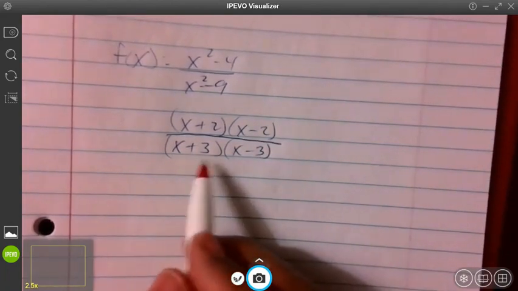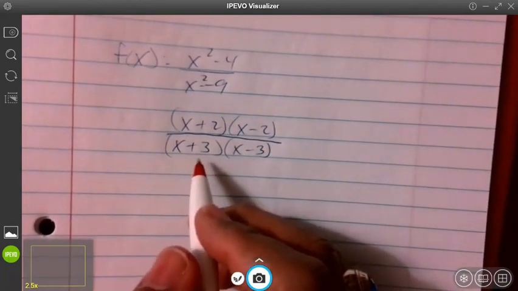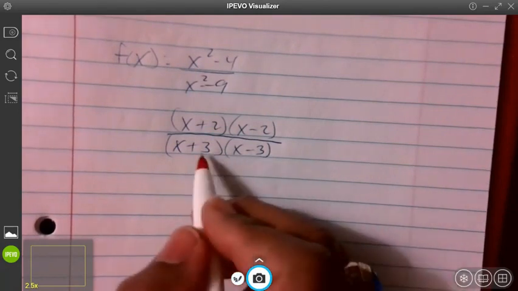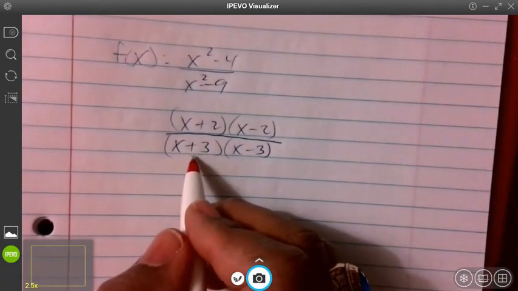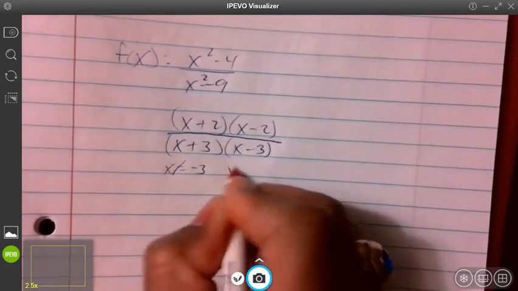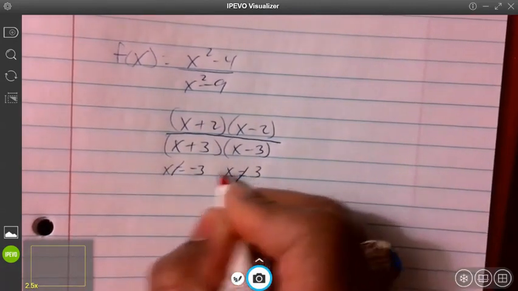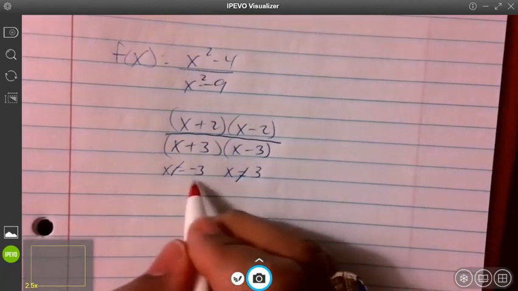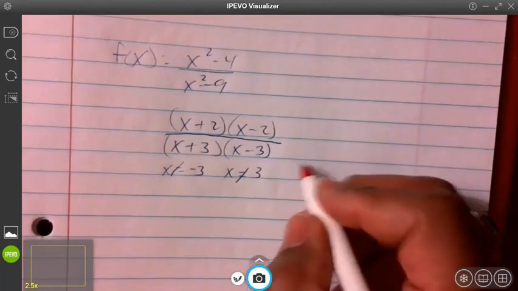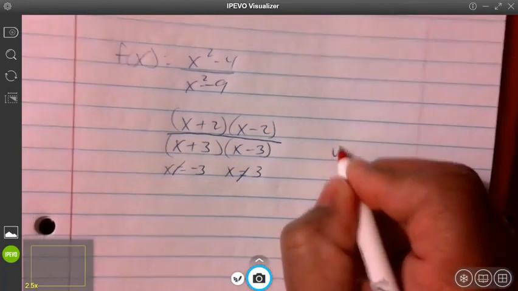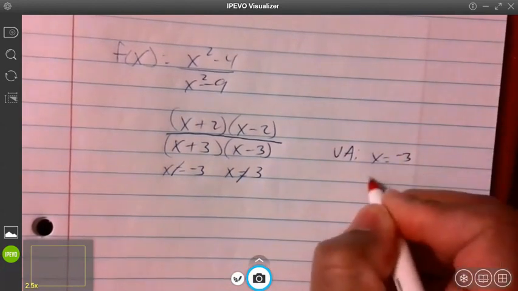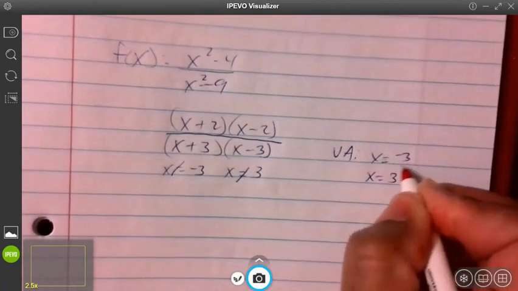So let's get our vertical asymptotes first. We solve for x to make the bottom equal to 0. So x cannot equal -3 and x cannot equal +3. Those are our restrictions. So you cannot have x at -3 and also at +3. Okay, so we have two vertical asymptotes: x equals -3 and x equals +3.